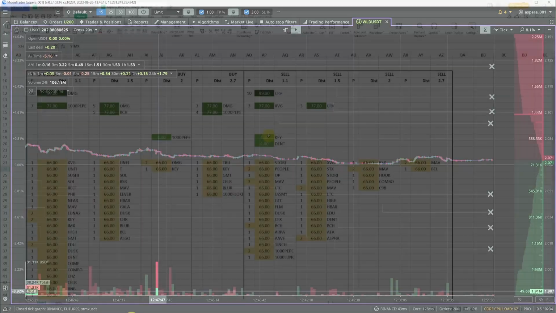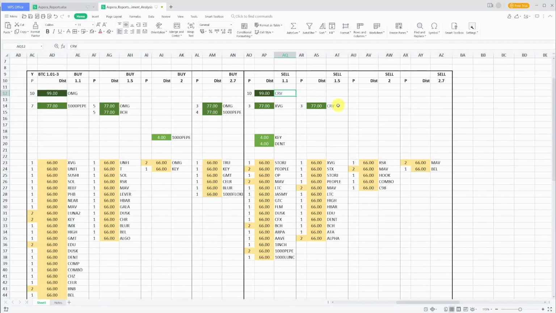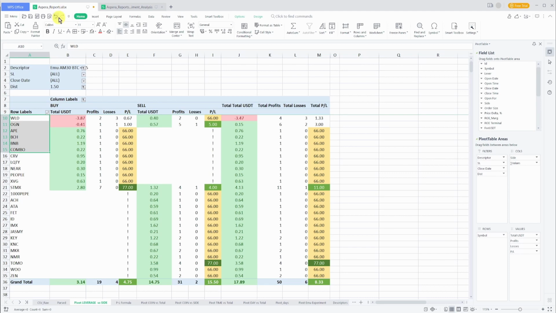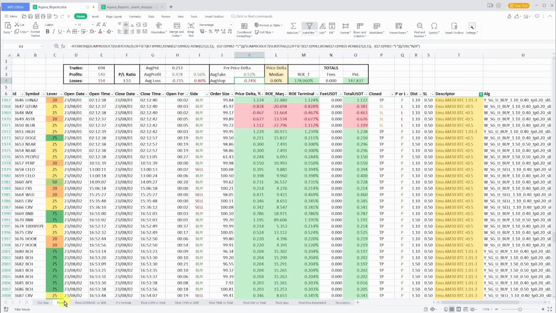Next, what have we got? Here I have CRV highlighted in sort of a blue color, and also here I've got WLD highlighted. What is the reason? Well, what I'm trying to figure out is a pattern, and these are exceptions, specifically for WLD. During the time my algorithms were running, it got listed. And the activity of a coin during a listing is something completely different from its regular activity.